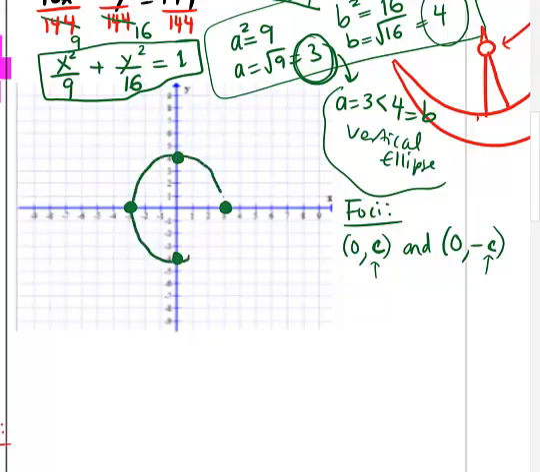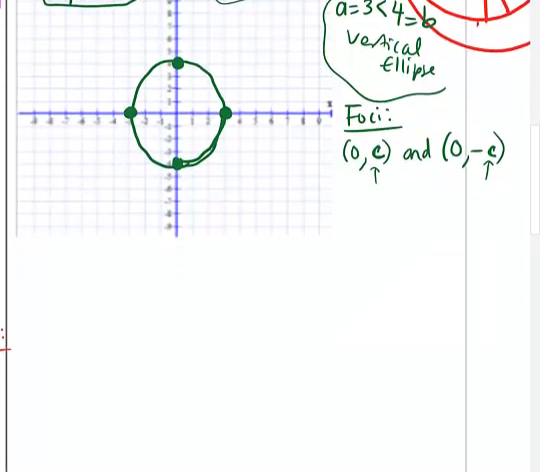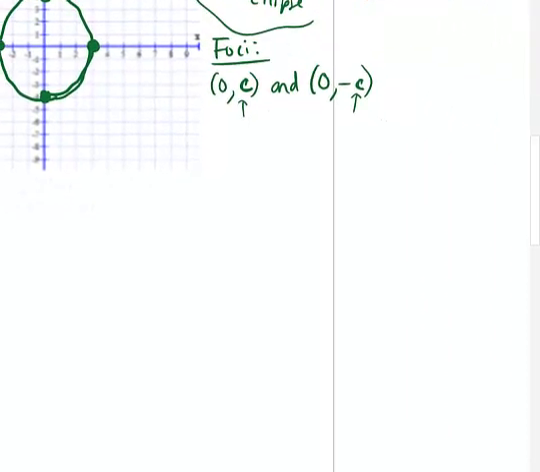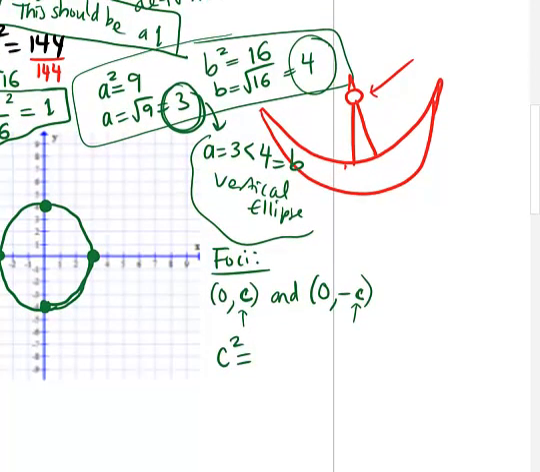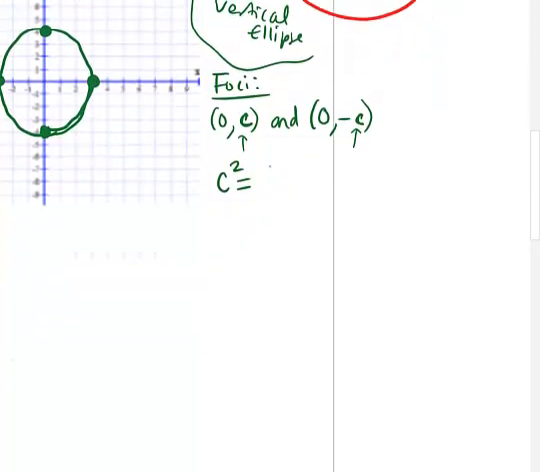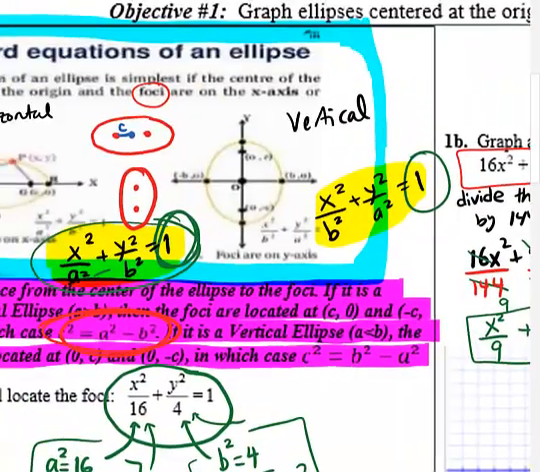So this one's obviously closer to a circle than the last one, and that's because the values of a and b were a lot closer than they were before. So there's the graph, but now I can find c. C squared is going to be either a squared minus b squared or b squared minus a squared, depending on which one's bigger. It looks like b is bigger, so it's b squared minus a squared. That's how we described it over here.